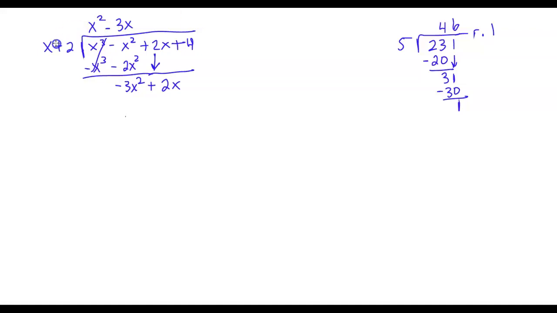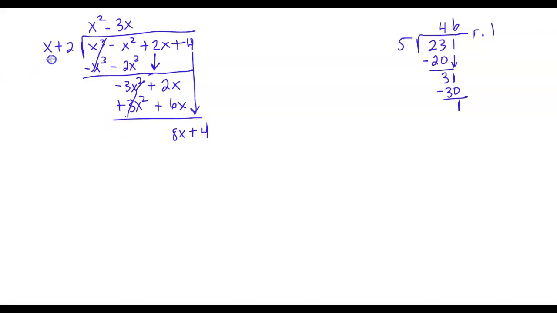So negative 3x times x gives us a negative 3x squared here. Negative 3x times a positive 2 gives us a negative 6x. And then, of course, to subtract, we would have to change the sign. And of course, the negative 3x squareds here will cancel to 0. And of course, 2x plus 6x is 8x. And then we bring down the plus 4 and we do the process again.